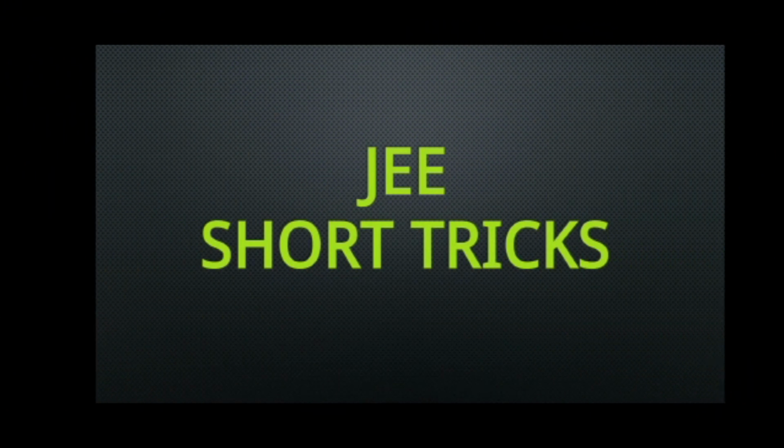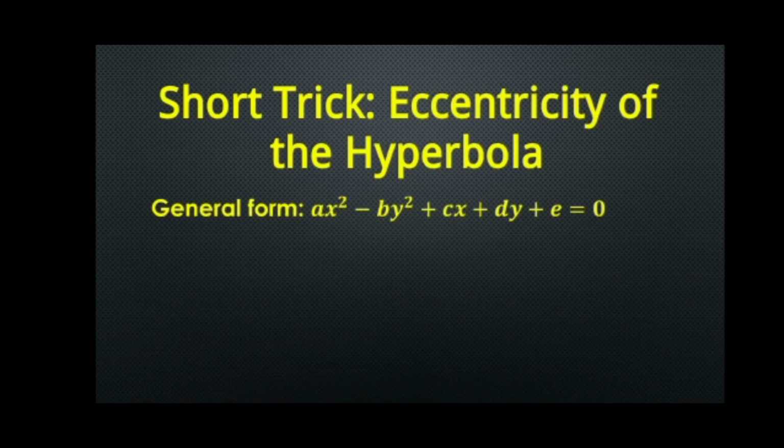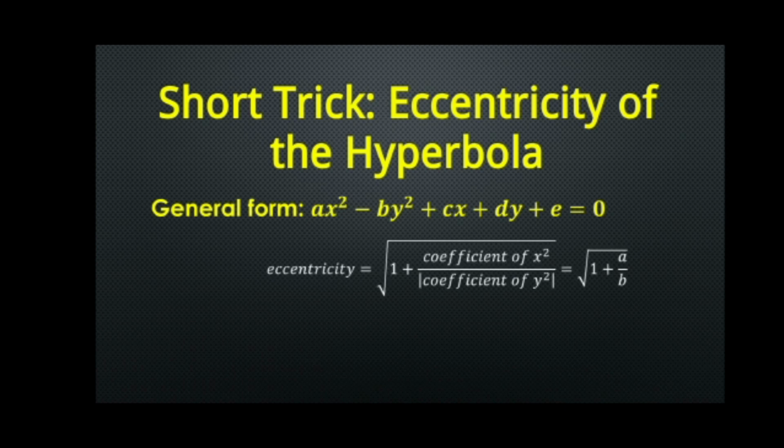Class, I will discuss the shortcut to find the eccentricity of the hyperbola, whose general form is ax square minus by square plus cx plus dy plus e equal to 0. Eccentricity equals square root of 1 plus coefficient of x square divided by modulus of coefficient of y square, which is square root of 1 plus a by b.